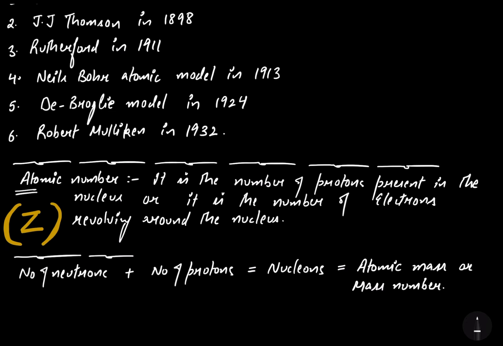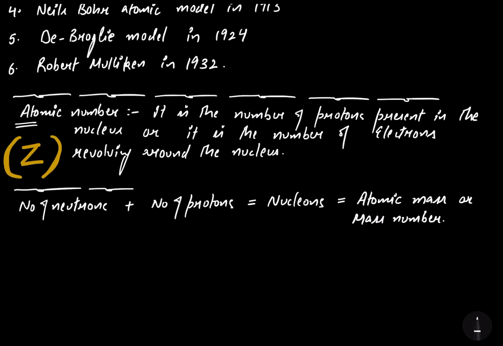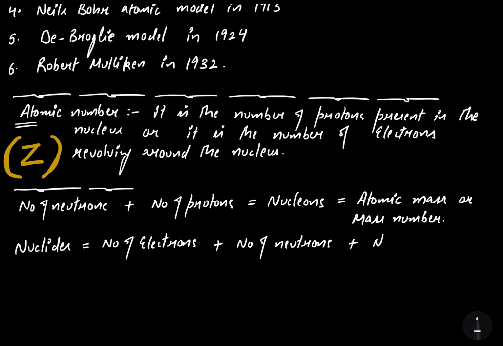So let's talk about nuclides. What do you mean by nuclides? The sum of all subatomic particles, that is number of electrons plus number of neutrons plus number of protons. The sum of all the subatomic particles, that's electrons, neutrons and the protons, is called nuclides.